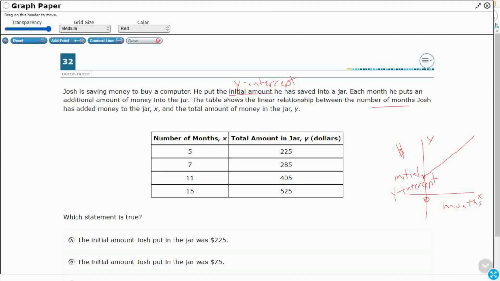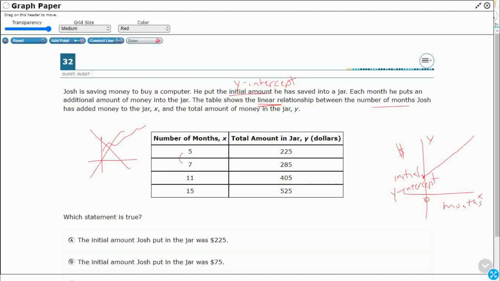In each month, he puts an additional amount of money. The table shows the linear relationship. Okay, so it's a linear relationship. That means, you notice how I drew a straight line? It means it's the same amount each month, right? He's not putting in $20 and then 5 and then 30 and then kind of waving up like this. It's a linear relationship.